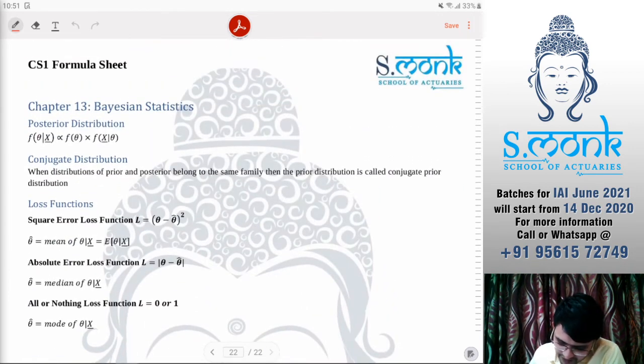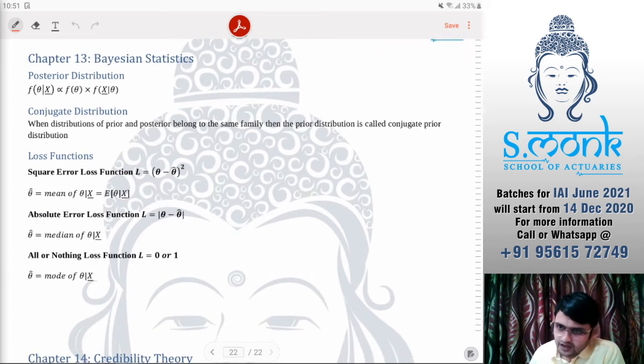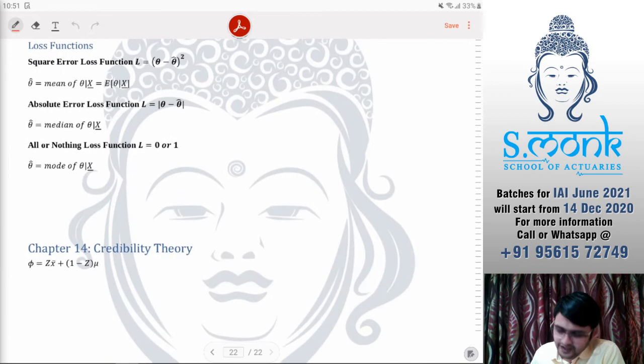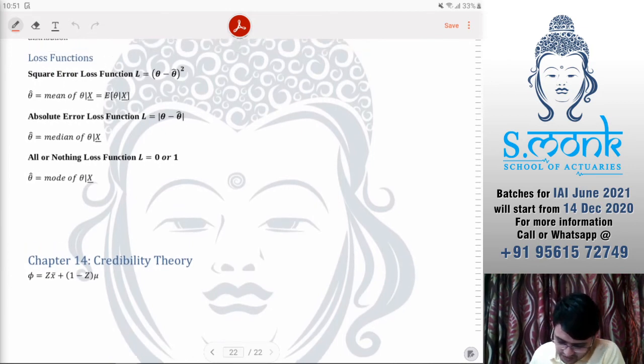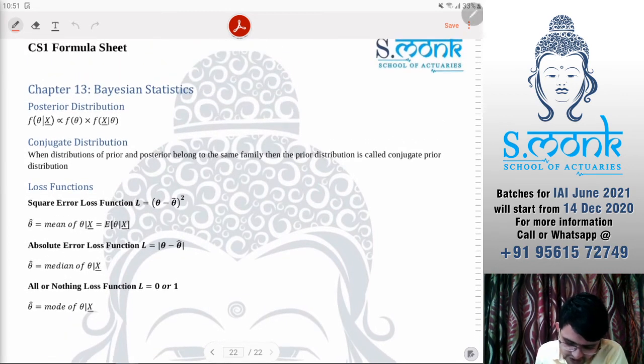Let's talk about Bayesian statistics. In Bayesian statistics, usually we do not get a Bayesian statistics question on its own. We usually get Bayesian statistics and credibility theory questions together. Okay. So in Bayesian statistics, the first thing is finding posterior distributions.